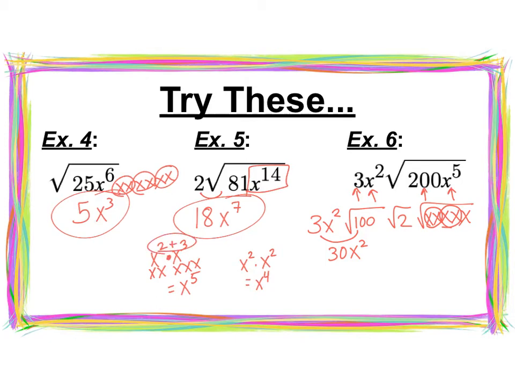So I have an x squared. I'm going to take out another x squared. So this becomes x to the fourth. And then I have that square root of 2 left.